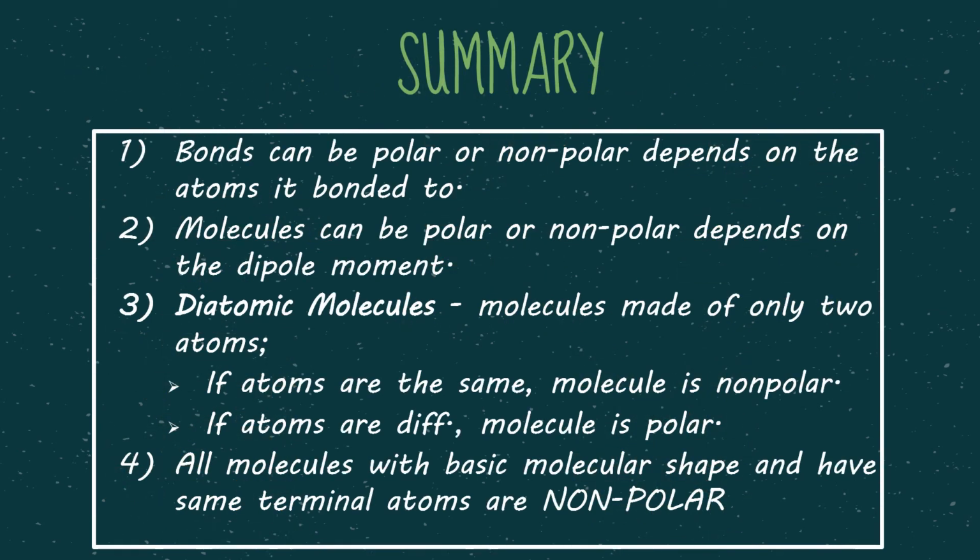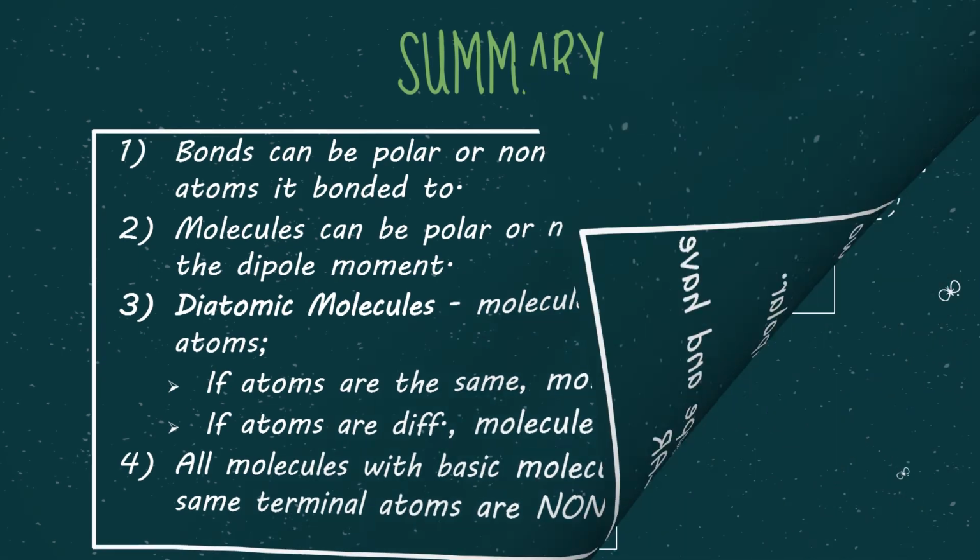To summarize the lesson today, bonds can be polar or nonpolar depending on the atoms they are bonded to. Molecules can be polar or nonpolar depending on the dipole moment. Diatomic molecules are molecules made of only 2 atoms. If the atoms are the same, the molecule is nonpolar. If the atoms are different, the molecule is polar. All molecules with a basic molecular shape and the same terminal atoms are nonpolar.